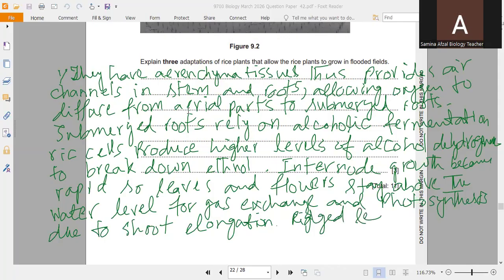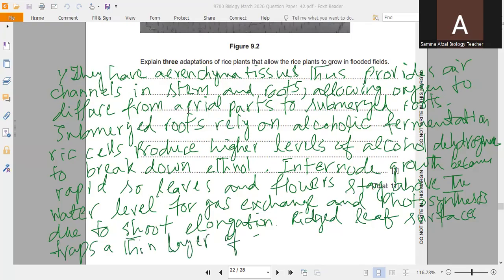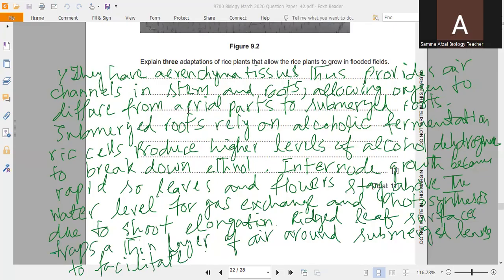Rigid leaf surfaces trap a thin layer of air around submerged leaves to facilitate gas exchange underwater.